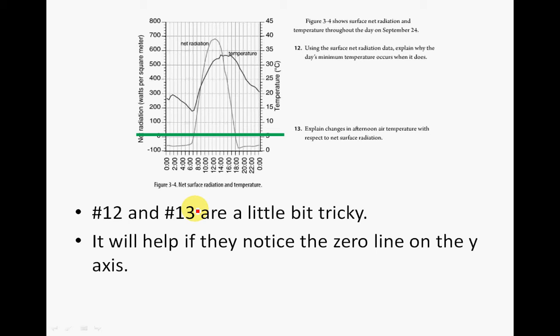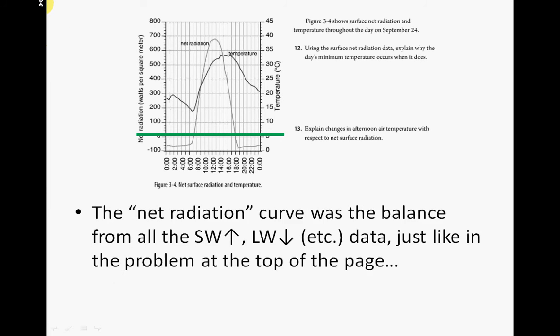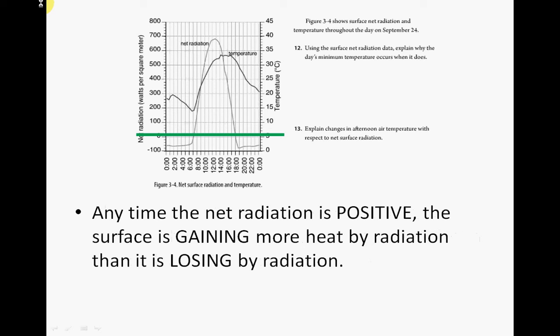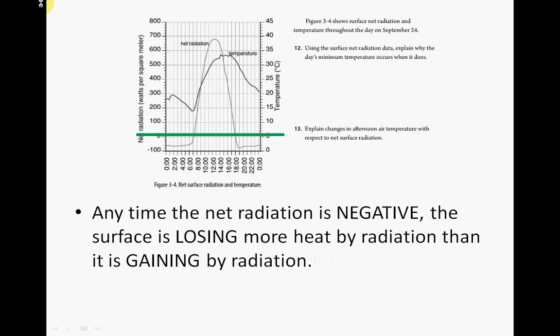It's a little confusing. Students might not have familiarity with how to work with a 2-axis diagram with 2 y-axes like this. But anyway, you'll get that sorted out. That net radiation curve is just the balance from all that short wave up, short wave down, long wave up, long wave down, etc. Anytime the net radiation is positive, it means that the surface is gaining more heat by radiation than it is losing by radiation, so you expect the temperature to go up. Anytime the net radiation is negative, the surface is losing more heat by radiation than it is gaining, so you would expect the temperature to go down.